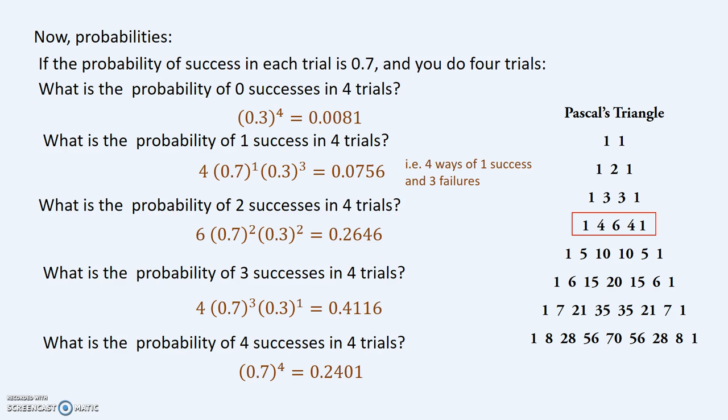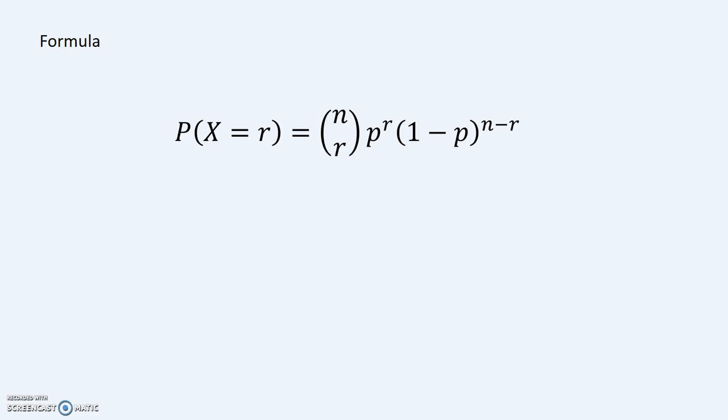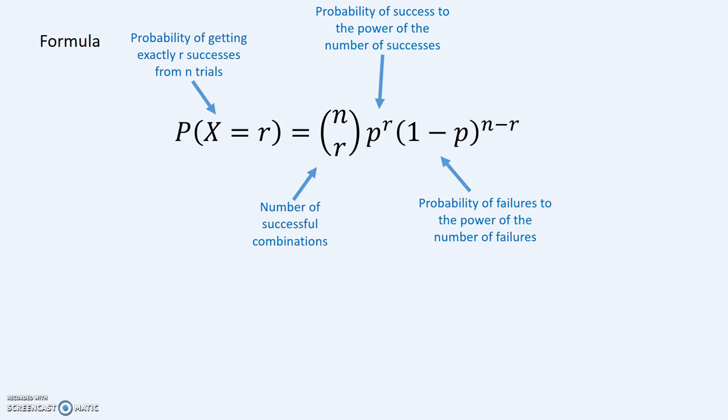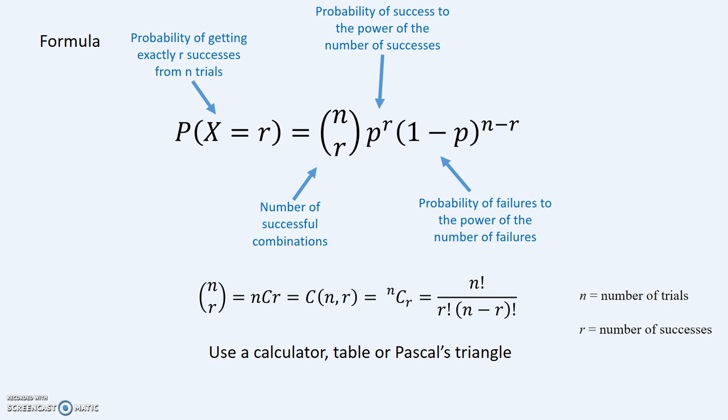What we just discovered there with this little thing is a formula like this. So for the probability of getting exactly r successes from n trials, you worked out the number of combinations of r successes from n trials. You did the probability of success to the power of the number of successes, probability of failure to the number of failures. This n combination r you can find from Pascal's triangle or from your calculator.